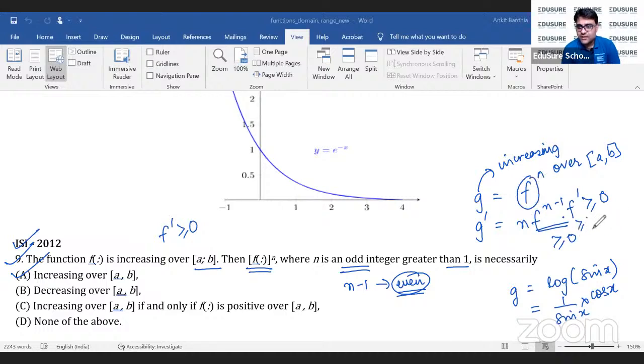So f dash is greater than or equal to 0 because f is increasing. Correct. Yes, exactly. So that was missed out. So f to the power n can be written as n into f to the power n minus 1 multiplied by f dash, basically the derivative of f. So if f would have been decreasing, g also would have been decreasing. Okay, perfect.